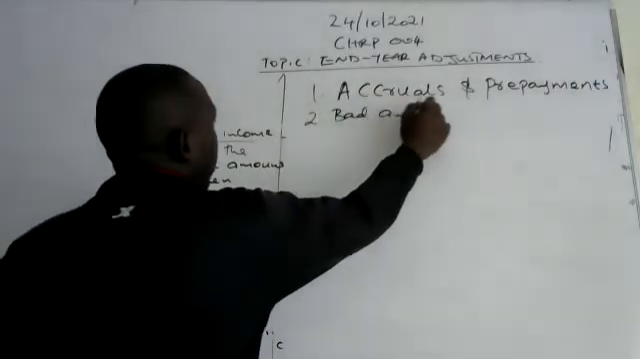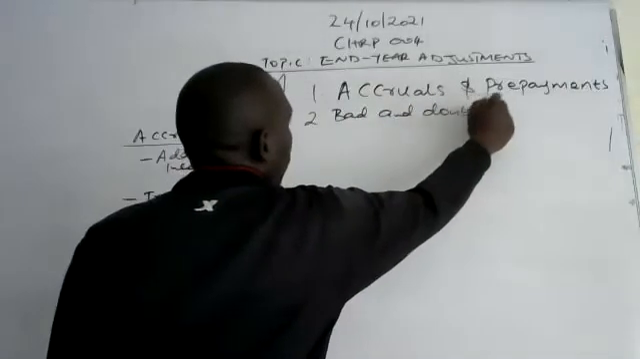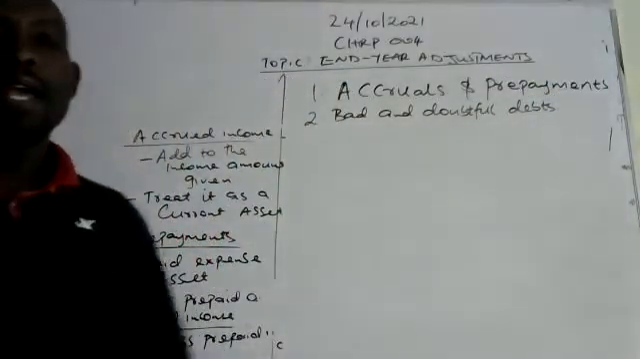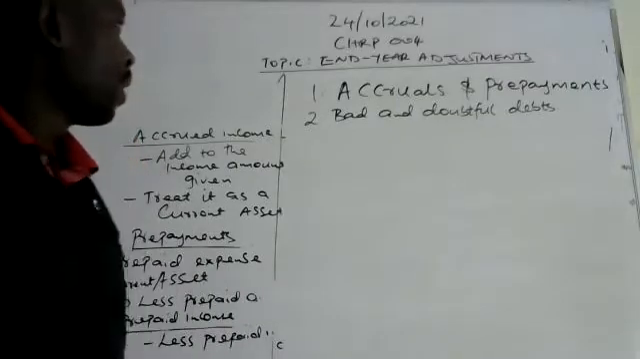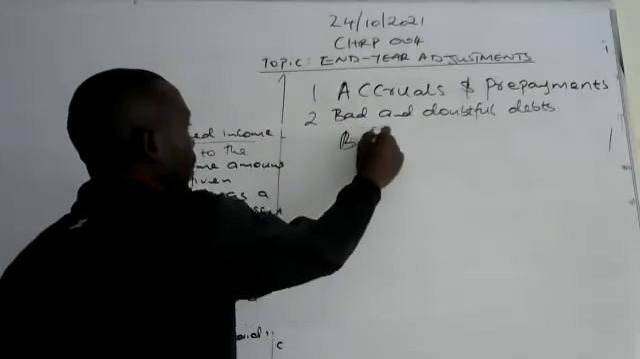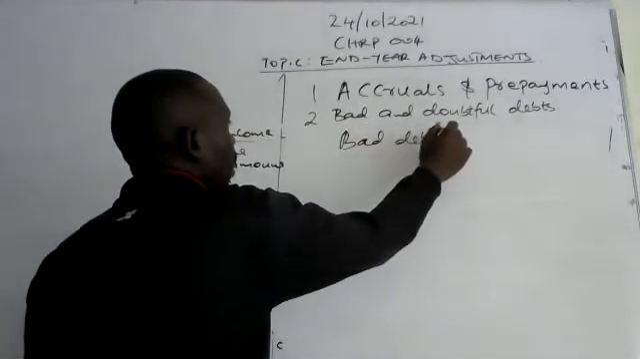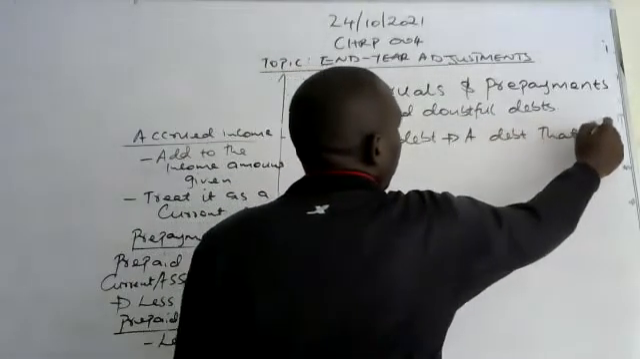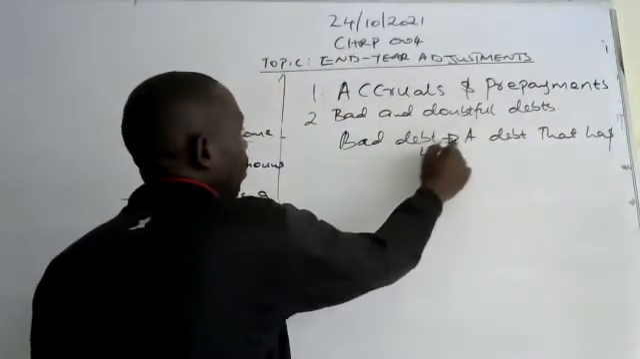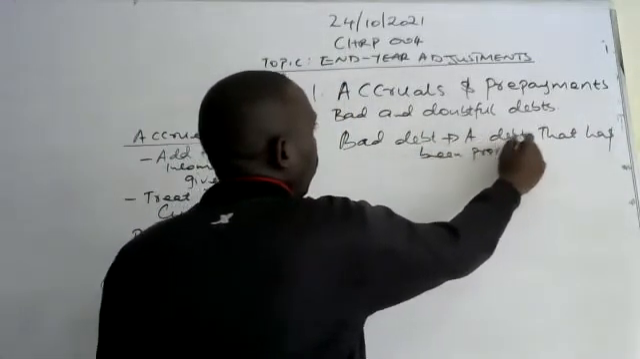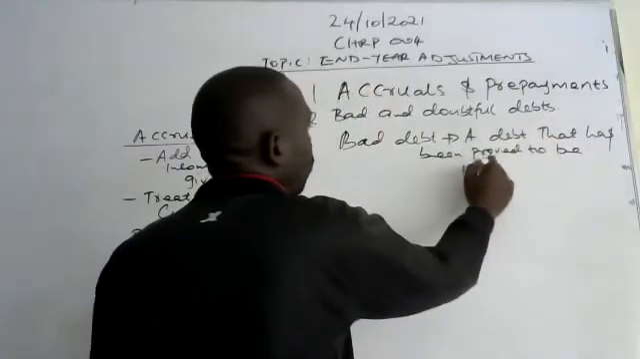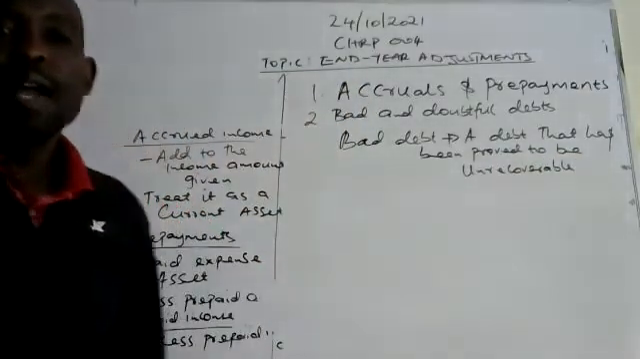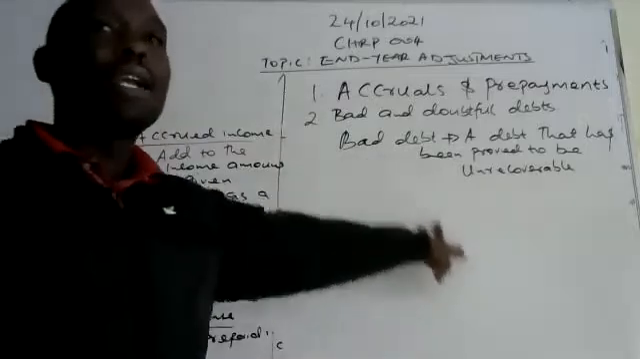bad and doubtful debts. Bad and doubtful debts. A bad debt is actually a debt that has been proved to be unrecoverable. The debt that has been proved to be unrecoverable is normally considered as a bad debt.